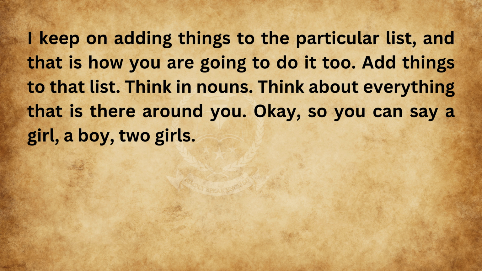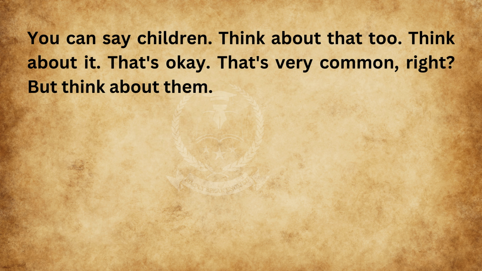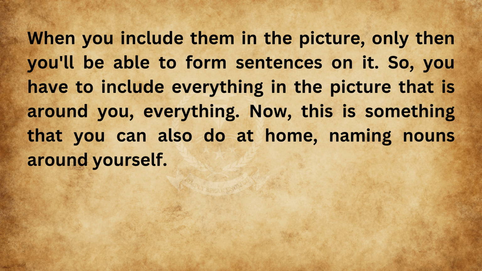Okay, so you can say a girl, a boy, 2 girls. You can say children. Think about that too. That's very common, right? But think about them. When you include them in the picture, only then you'll be able to form sentences on it. So, you have to include everything in the picture that is around you. Everything.